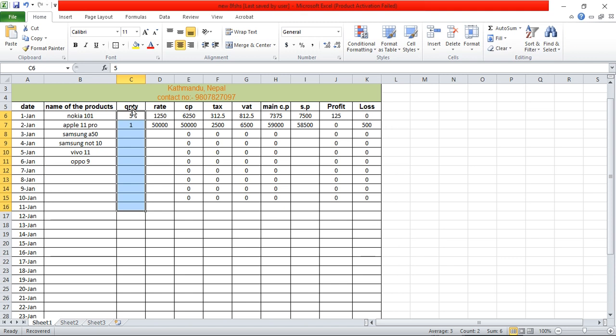Or another method: simply drag this menu for one more extra column where you want to get the answer, and click here for the sum, or you can get the sum formula also. Okay, similarly drag this also and click at sum, it will give you the total amount. Like this, drag this and click at sum, it will give you the total amount.